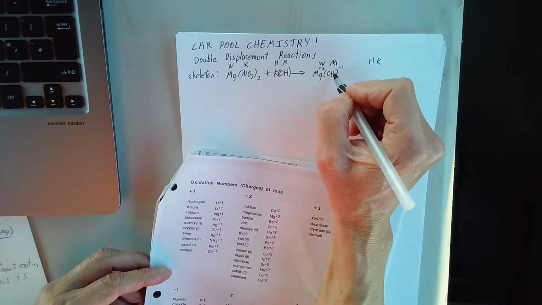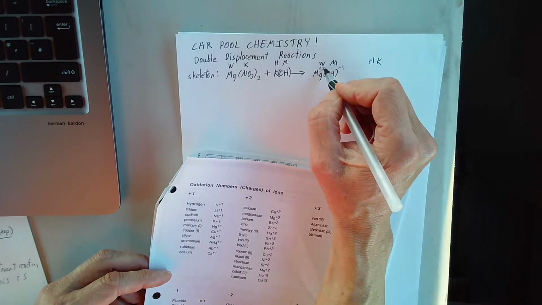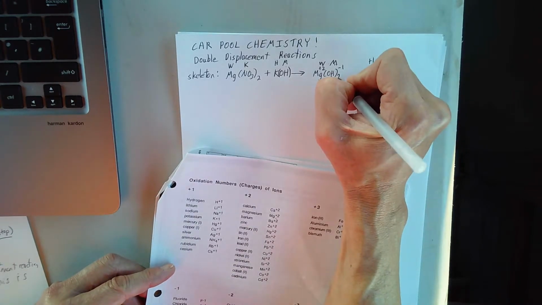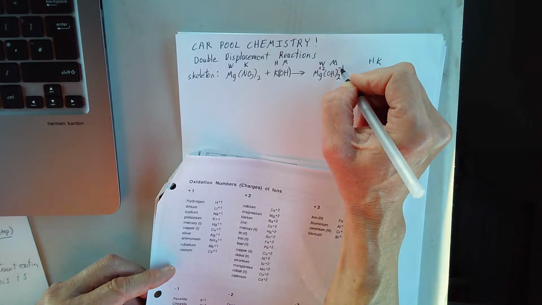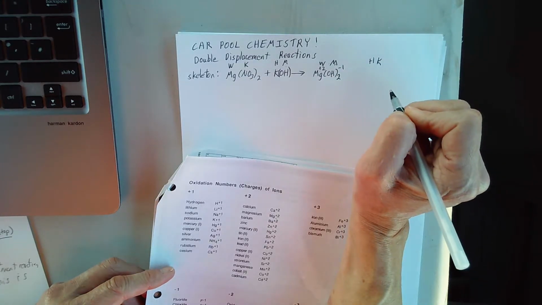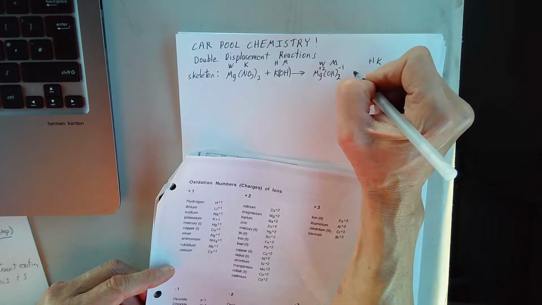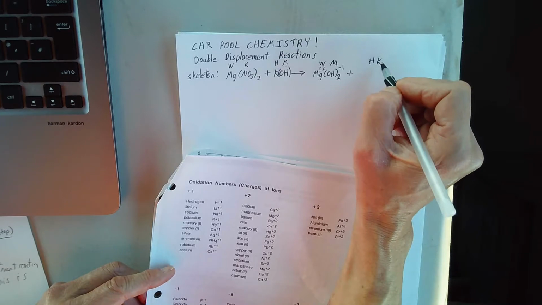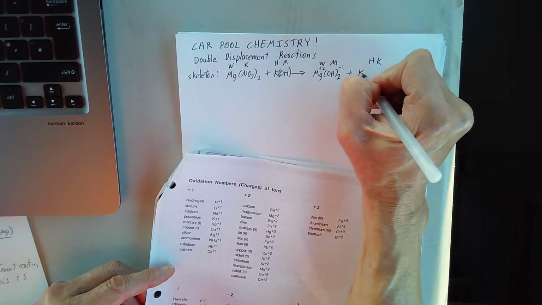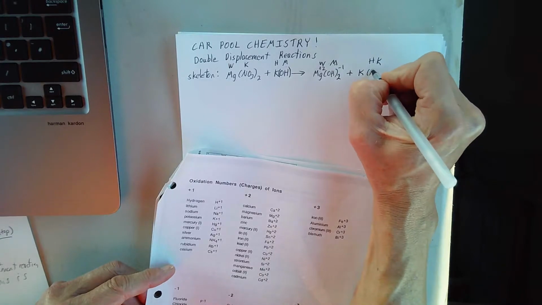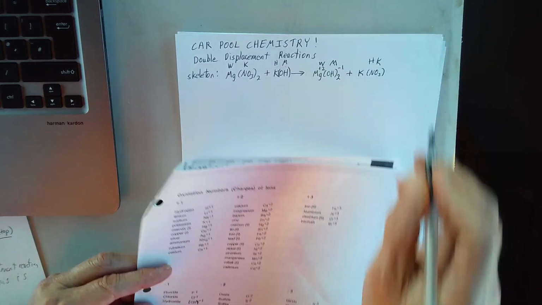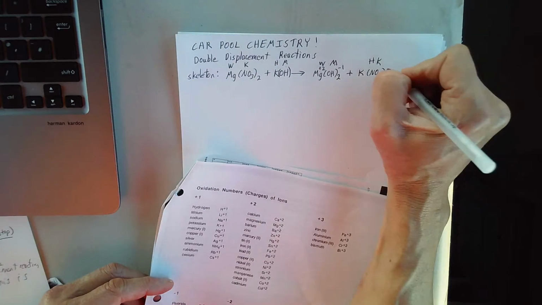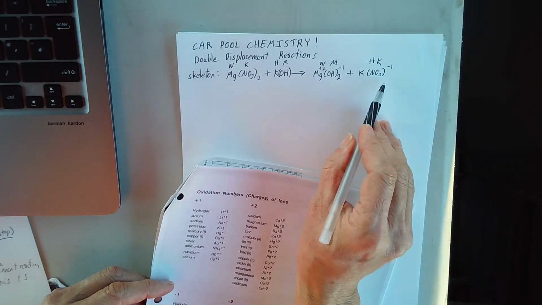And how many of these -1 hydroxides do we need in order to form a stable neutral compound with this +2 magnesium? We need 2 of them. That gives us a -2 charge from the hydroxide, +2 charge from magnesium. Overall, a neutral compound. Plus, the other item that this forms, Harry and Kate. Harry is potassium, and Kate is our nitrate ion, NO3, which has a -1 charge.